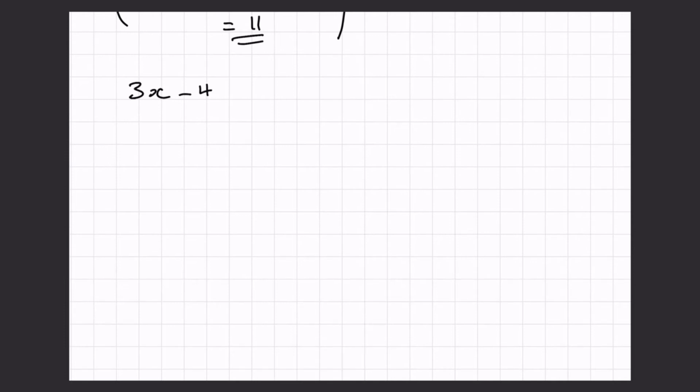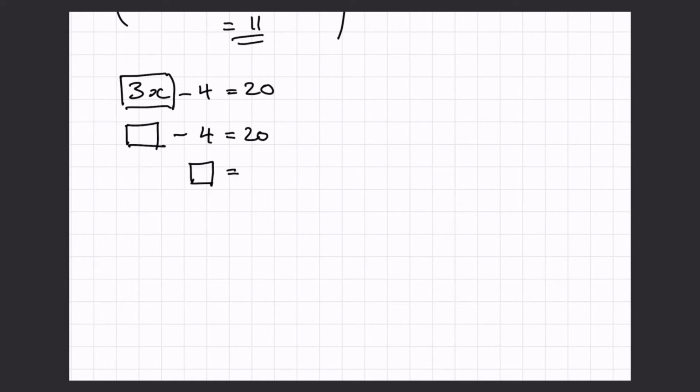3x subtract 4 is equal to 20. Again, let's put a box around our unknown. We've got 3 lots of our unknown, subtract 4 is equal to 20. Now, by putting a box around our unknown, we've got something subtract 4 is equal to 20. That something must be 24, because 24 subtract 4 is equal to 20. But that something we know is 3x. 3x is equal to 24.